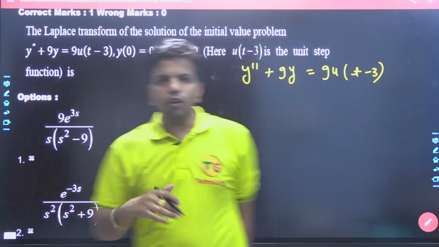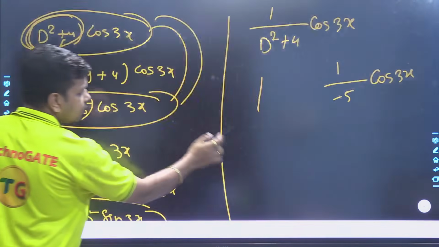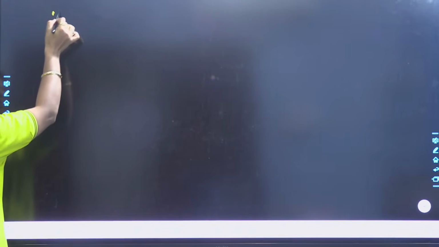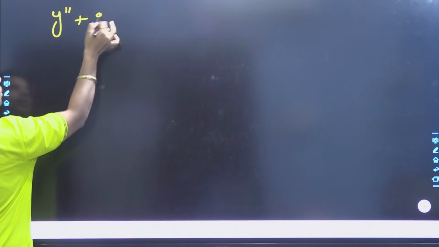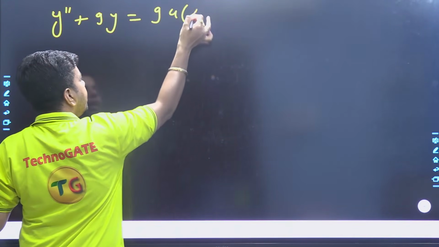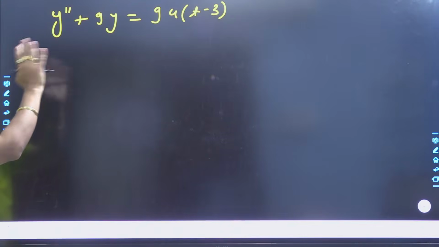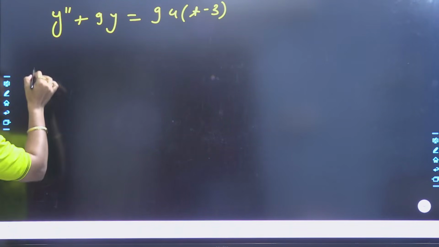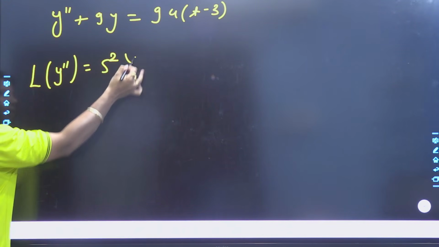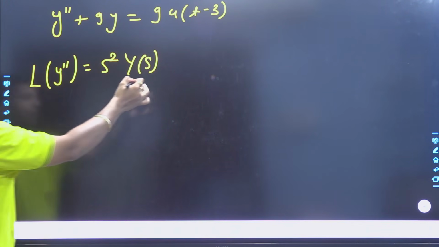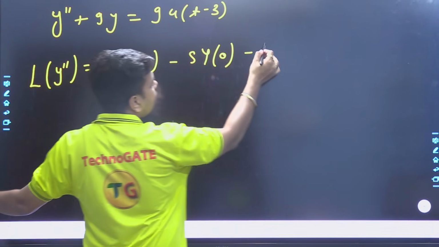Let's say I'm doing that on another page because we need to do some calculations here. See, what is your equation? y double dash plus 9y is equal to 9u(t minus 3). This is the unit step function. Let's say I am taking Laplace on both sides. If I am taking Laplace of y double dash, can I say that it is simply s squared Y(s) minus s y(0) minus y dash(0).